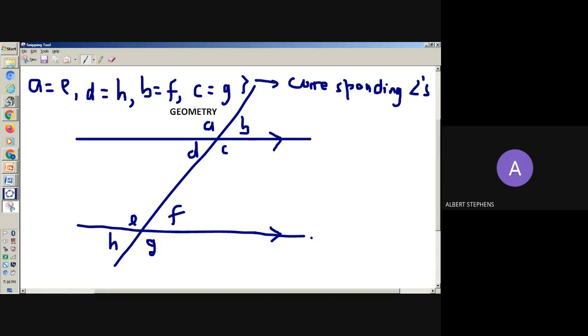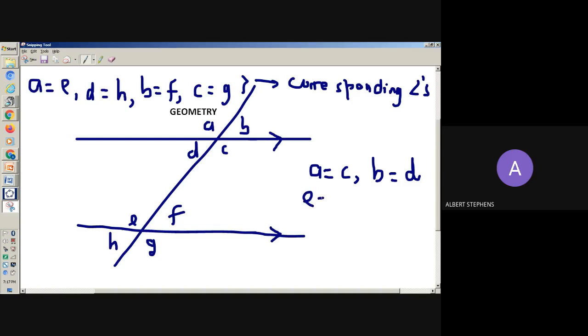Now, is A equal to C? Are these two equal? No, sir. Sir, I would say they're equal. They are vertically opposite. Isn't this an X? Look at this. It's an X. Yes, true. So they are what? They're vertically opposite. So A is equal to C, and B is equal to what? D.